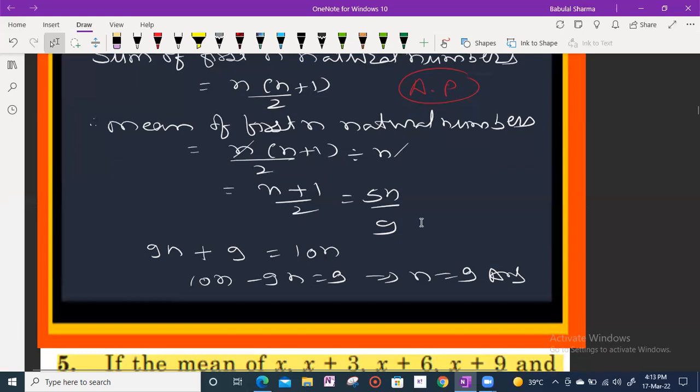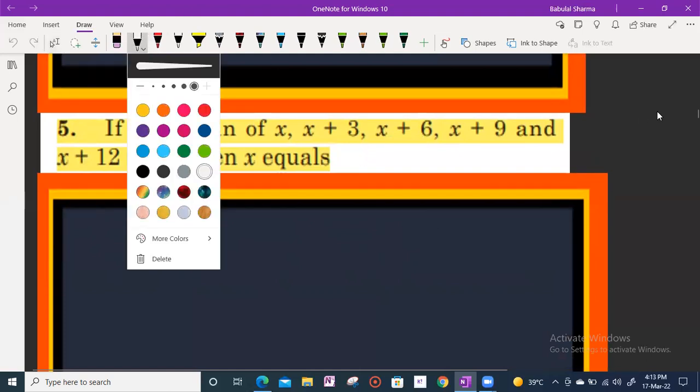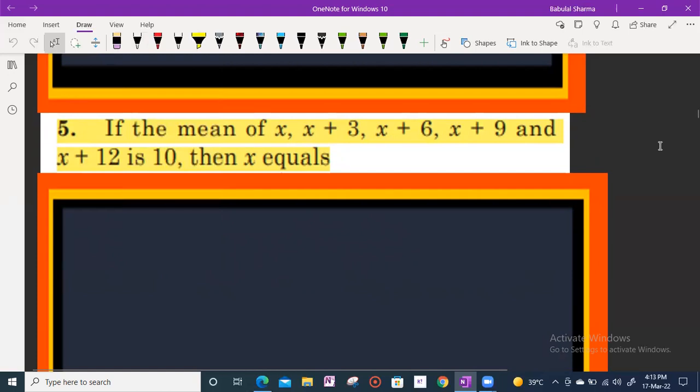And now we come to the next question. The question number 5 says that if the mean of x plus 3, x plus 6, x plus 9, and x plus 12 is 10. These are 1, 2, 3, 4, 5 observations.